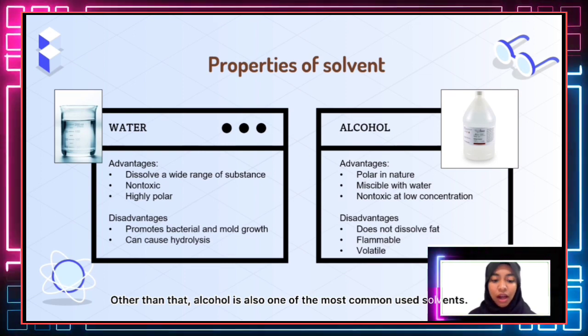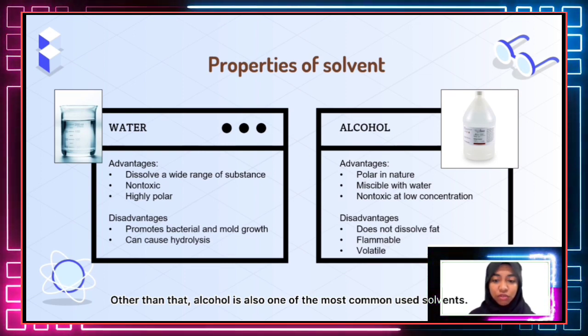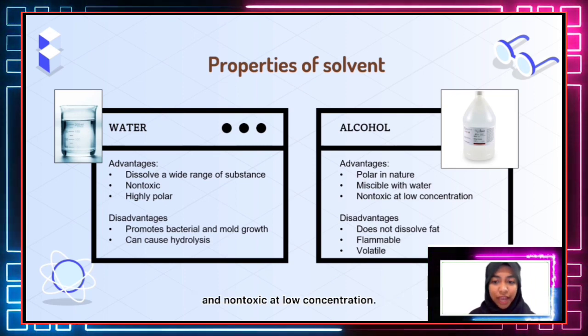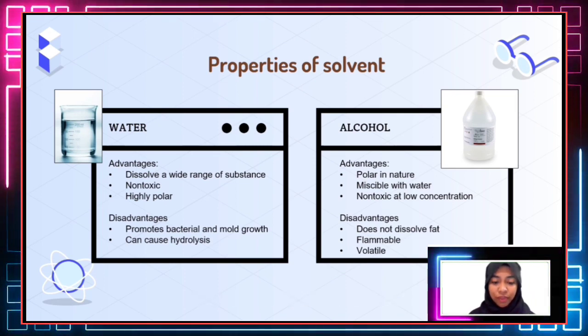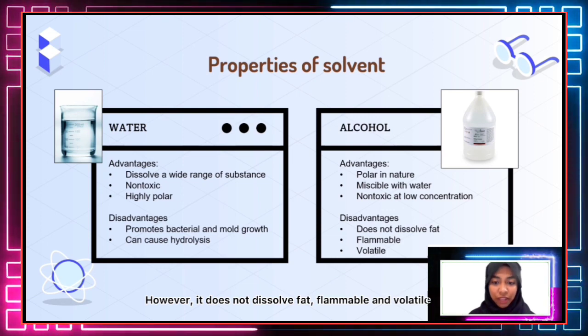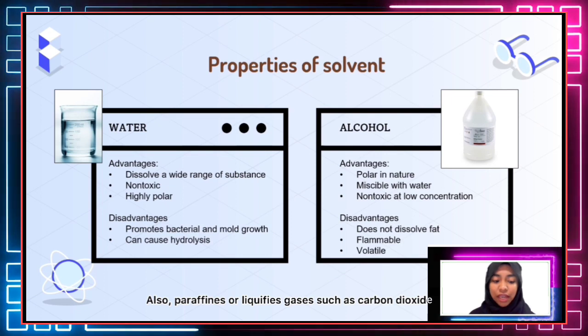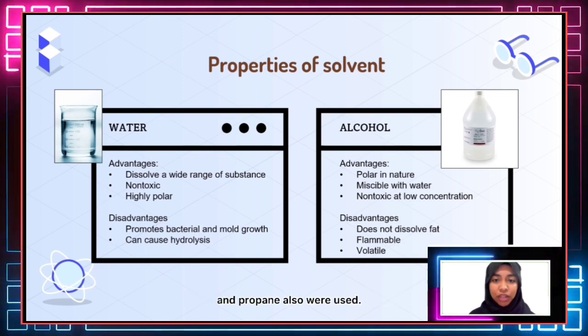Other than that, alcohol is also one of the most commonly used solvents. This is because it is polar in nature, miscible with water and non-toxic at low concentration. However, it does not dissolve fats, and is flammable and volatile. Also, paraffin or liquefied gases such as carbon dioxide and propane were also used.